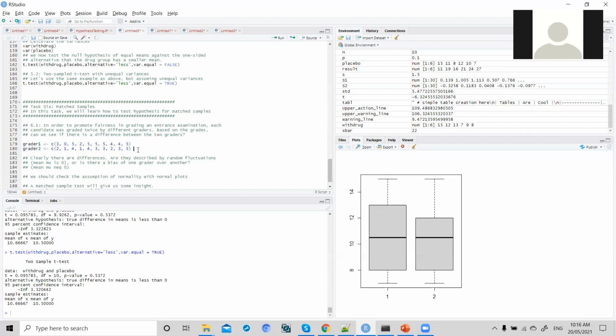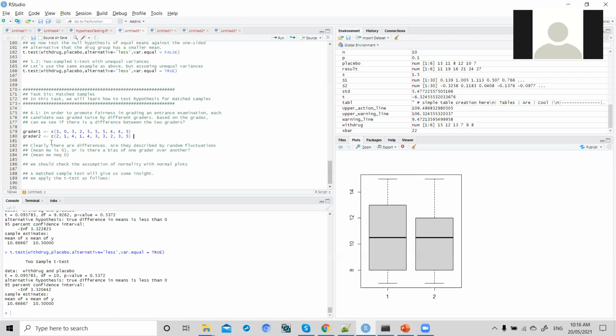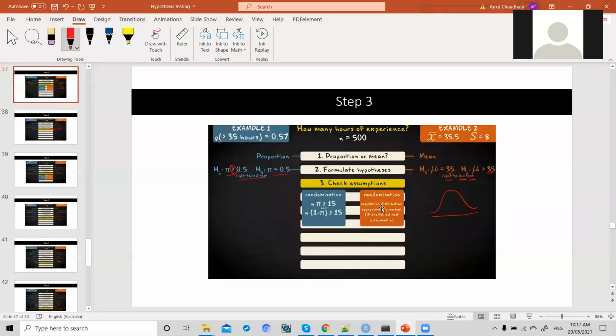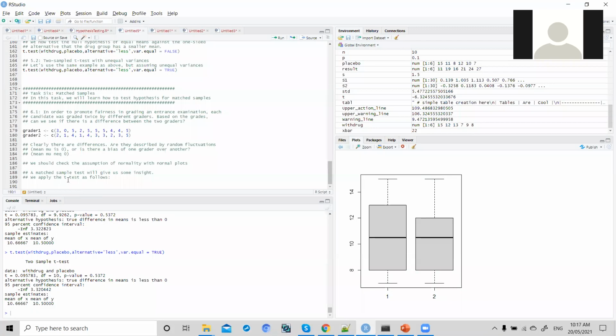So here what we need to check is if the mark that we got from grader one is different from grader two or not. That would be our testing. So here we will do a paired testing. Before that we need to check whether the normality is met or not.